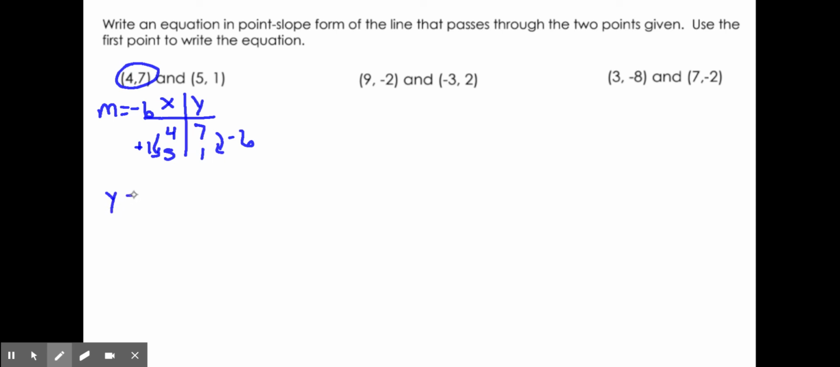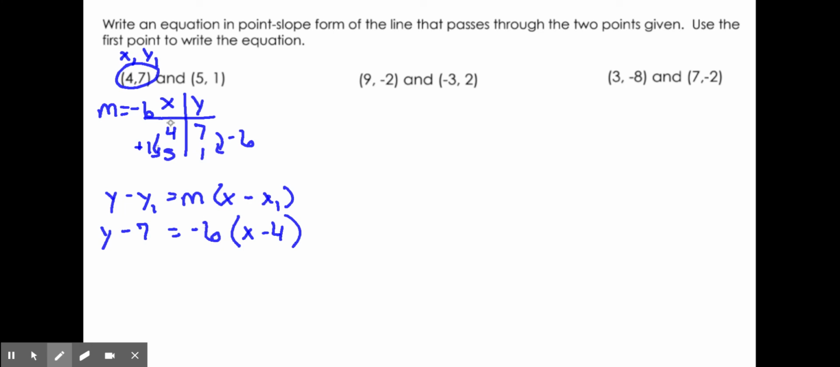So I'm going to say y minus y1 equals the slope times x minus x1. I'm going to label that first point x1, y1. I get y minus 7 equals -6 times x minus x sub 1, which is 4. Okay, so this one just has a little more work because we have to find the slope first. All right, so here's the second set of points. We have a line that goes through the points 9, -2 and -3, 2.